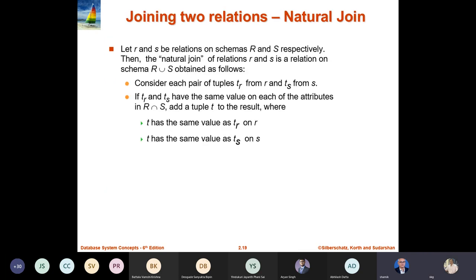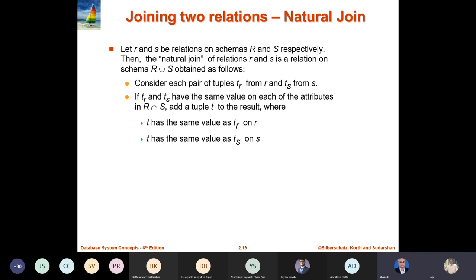So another concept, which the Professor was already discussing, is joining two relations by a natural join. If there are two relations R and S with schemas capital R and capital S, this is basically a way of representation: when we define the schemas we use capitals, and when we talk about the relations, those are represented in small letters. That is a de facto standard being followed.